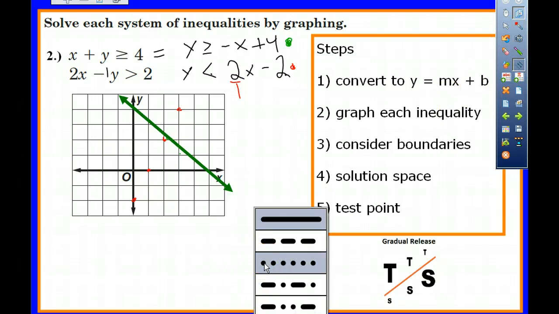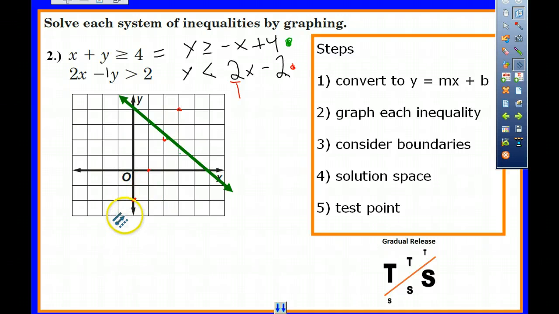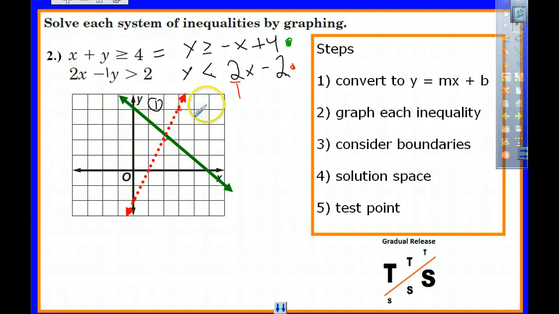That's the kind of stuff that's going to be in your head all night. Solid or dotted. Where do I shade? So what is above the green line but below the red line? Above the green line, below the red line. We get the full area over here.